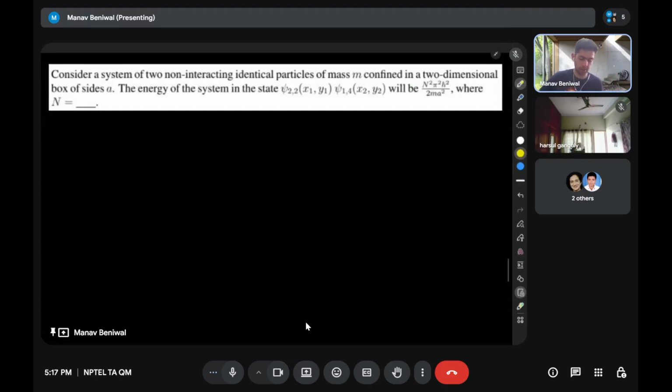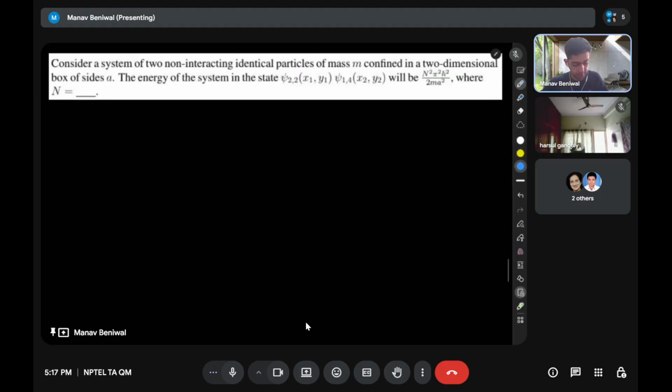So this is one problem based on particle in a box, which I don't know why it is being kept here, but it's good. We'll have some revision of particle in a box. What are we given? We are given two non-interacting identical particles, both of mass m, confined in a two-dimensional box of sides A. The energy of the system in the state psi 2 comma 2 and psi 1 comma 4 will be this thing, and they want us to find n.